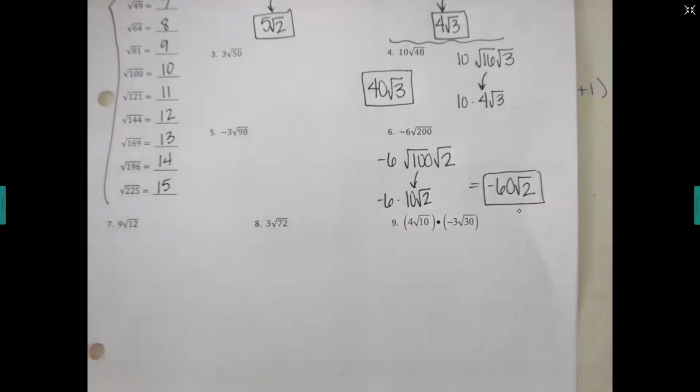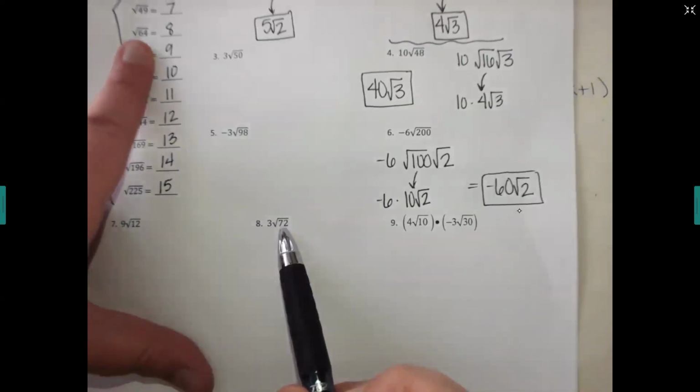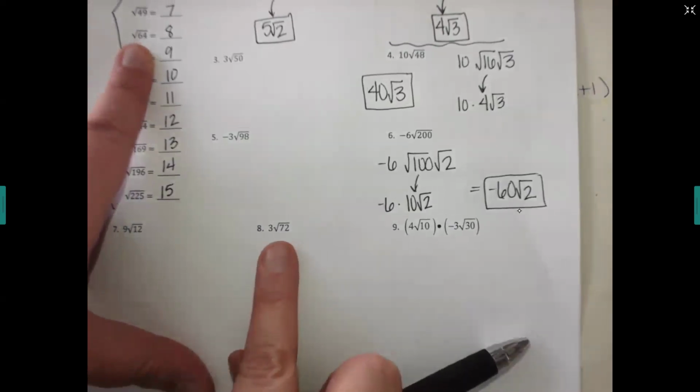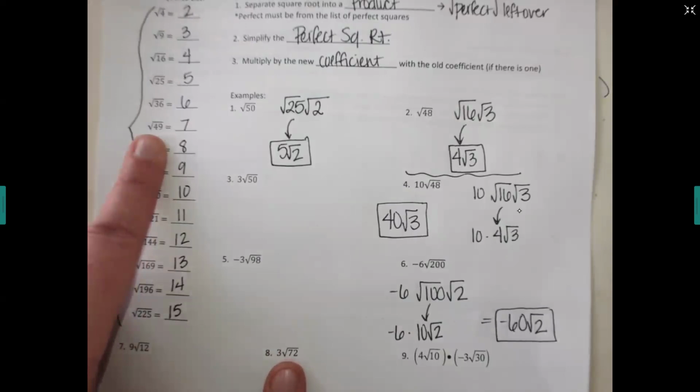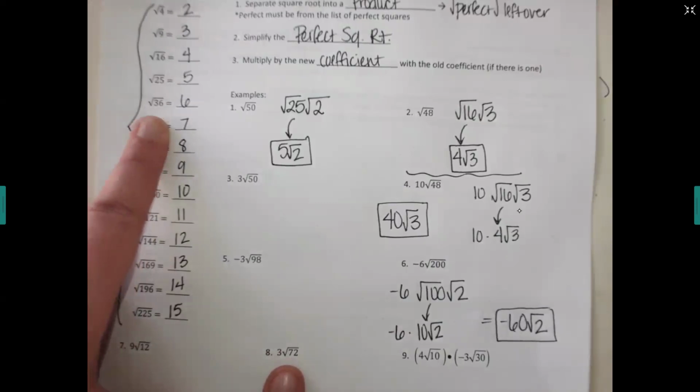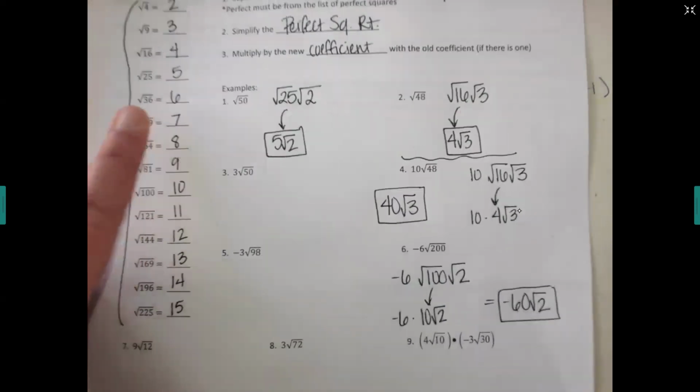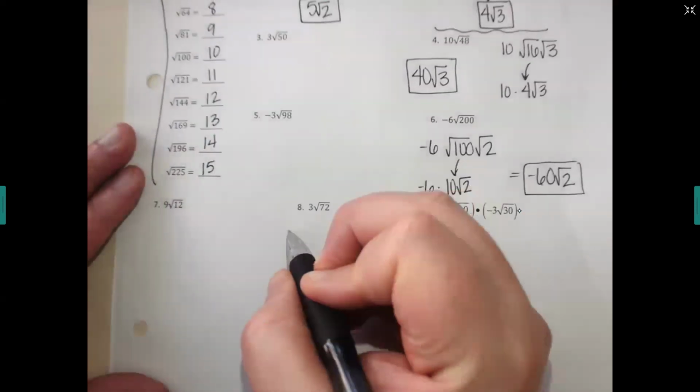All right, let's do number 8. Number 8, what's the number in the square root we want to reduce? 72. What is closest to 72 on your list? 64 sounds good. And then we're going to work our way up. So can 72 divide by 64? 49? Yes or no? No. What about 36? Yes. 36 times what? So it's going to be 3.